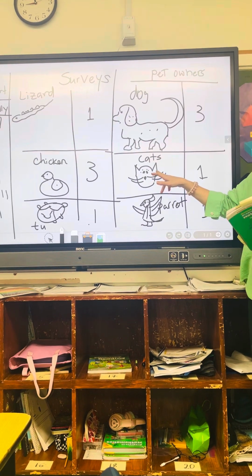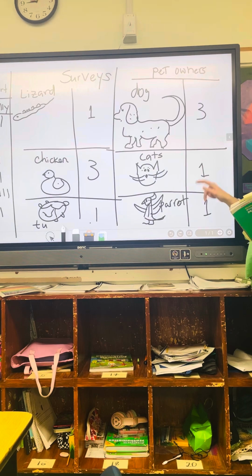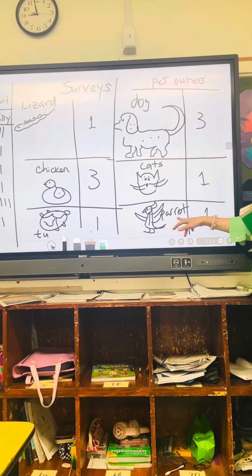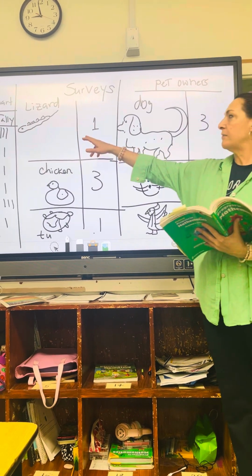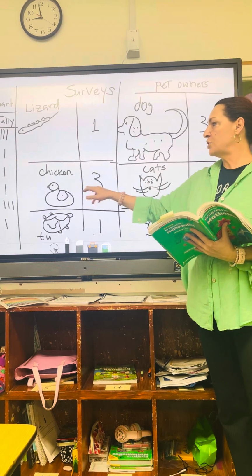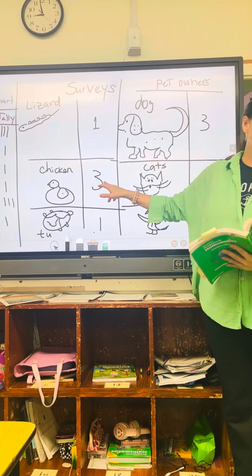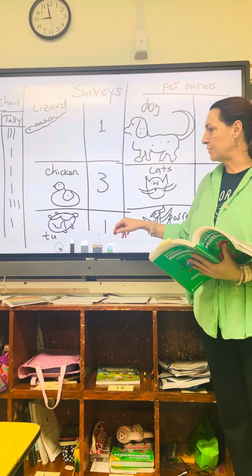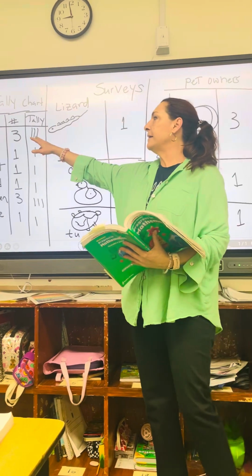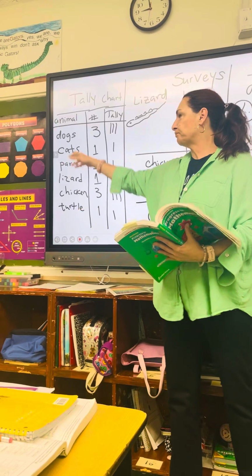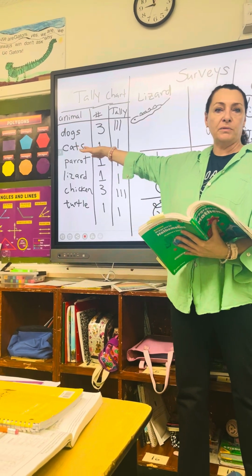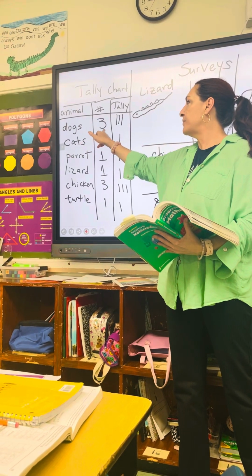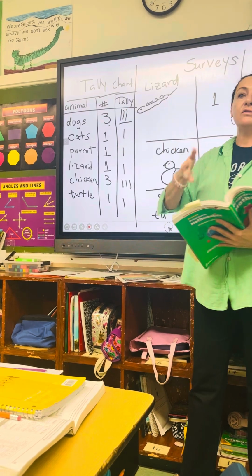We have 1 student that has a cat, so 1, and 1 that has a parrot. Then we have a lizard, 1 student. Chicken, apparently 3 students have chickens, and turtle, 1 student has a turtle. So when you create a tally, you put a column and you list the animals. So we have 3 dogs, and the tally is usually you put lines.